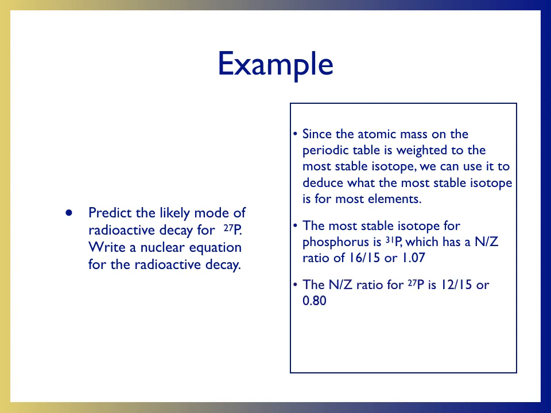Now let's look at the N to Z ratio for phosphorus-27, our isotope of interest. The N to Z ratio for phosphorus-27 is 12 over 15, which equals 0.80. Since 0.80 is smaller than 1.07, we predict that phosphorus-27 has too few neutrons or too many protons. Therefore, phosphorus-27 is likely going to undergo positron emission, which will increase the number of neutrons.